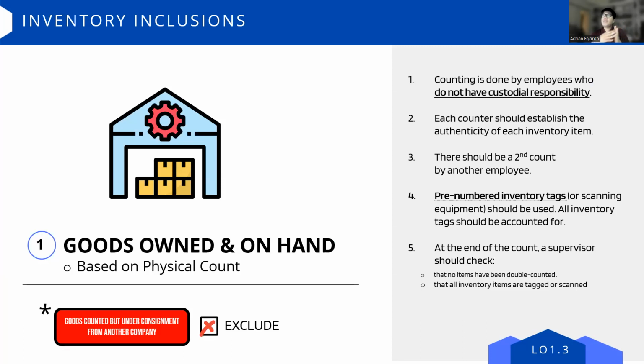So number 1, physical count that's owned by us, we include. Pero if there's goods that are physically with us, pero consigned lang natin, meaning hindi tayo yung may-ari, we exclude. So yun lang yung point for this first sub idea. So ito, these are just some ideas on ano ba yung mga process. So basically may segregation of duties na parang doble ng beses nila binibilang na dapat different people, and pinipre-number nila yung inventory tags para make sure na walang mawala in terms of the count, right?